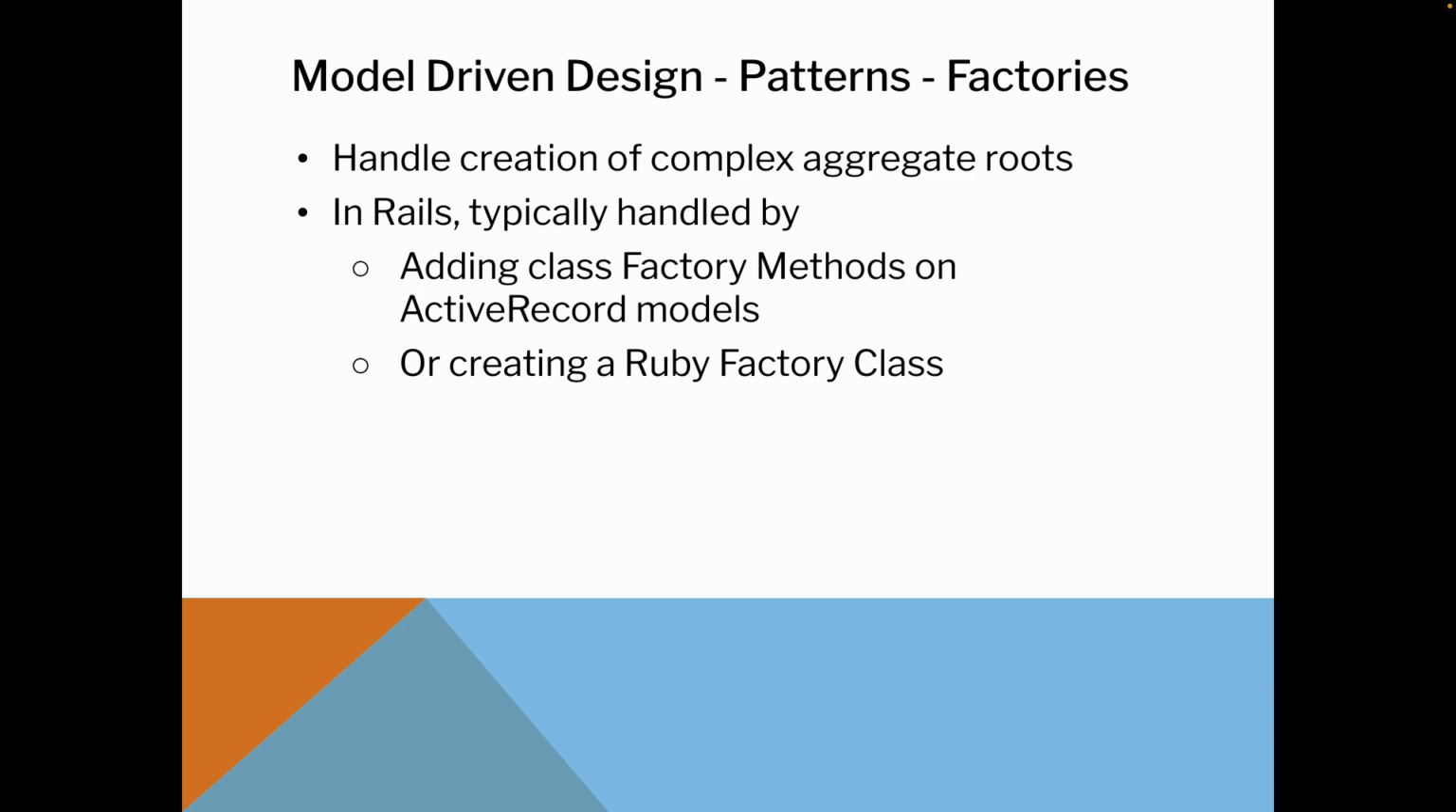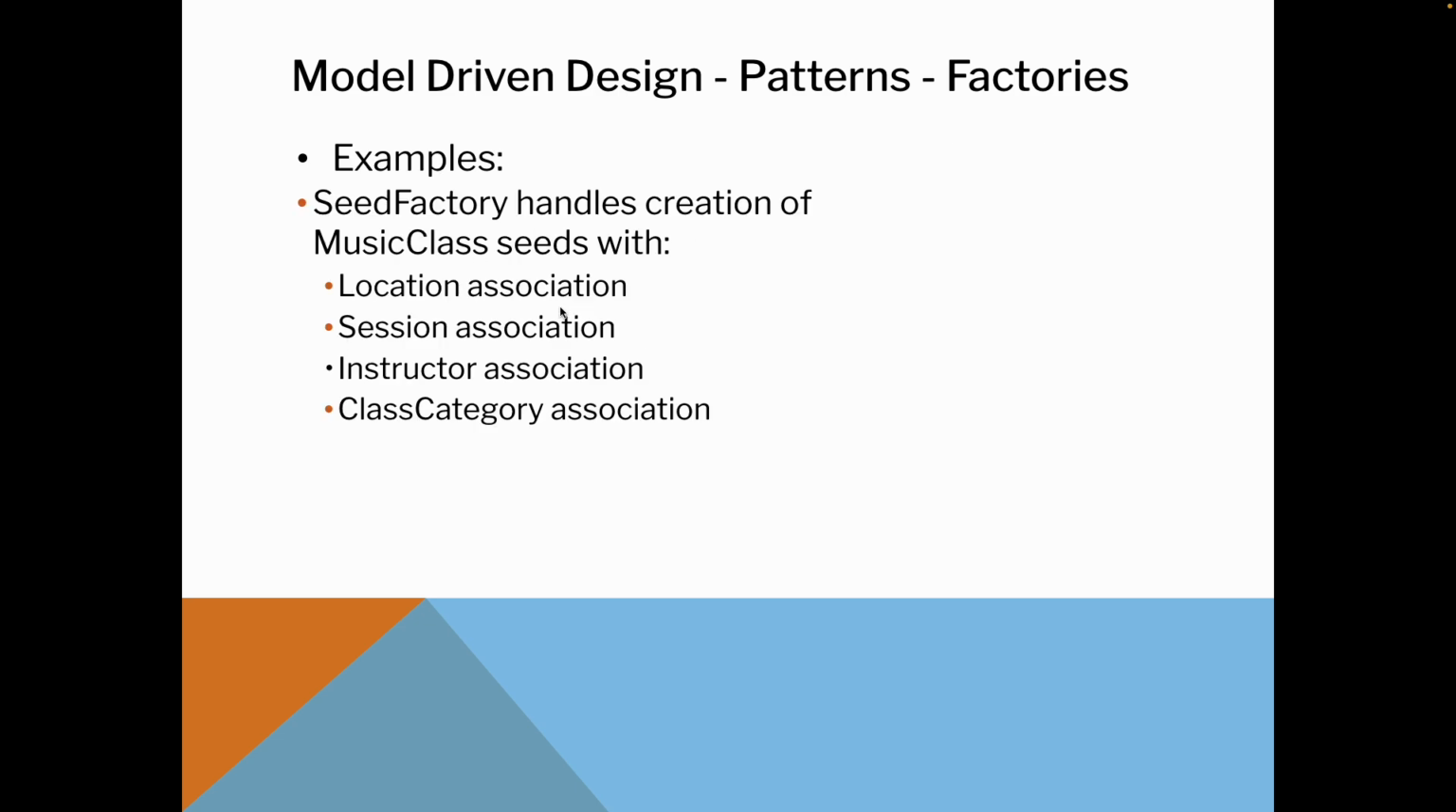So there are times when you want to create a factory class. That's the traditional way. But there are ways where you could take shortcuts and just make factory methods and add them as class methods on the Active Record class itself. I've done that as well.